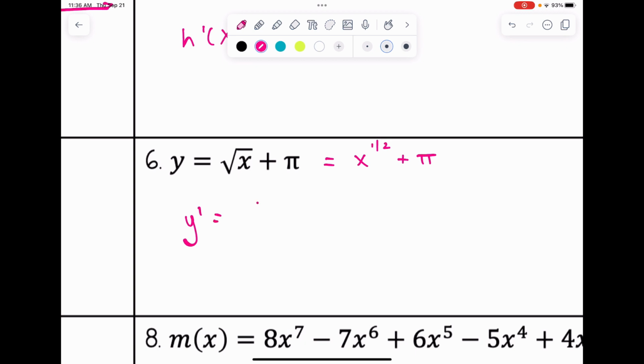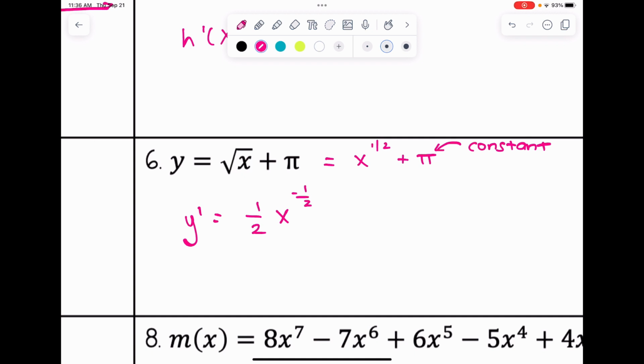So y prime is 1/2, right? I'm bringing that in front. X. Subtract 1 from the exponent. So notice that gives you negative 1/2. And the derivative of pi is 0. Pi is just a constant. It's just a number. So the derivative of any number is 0.